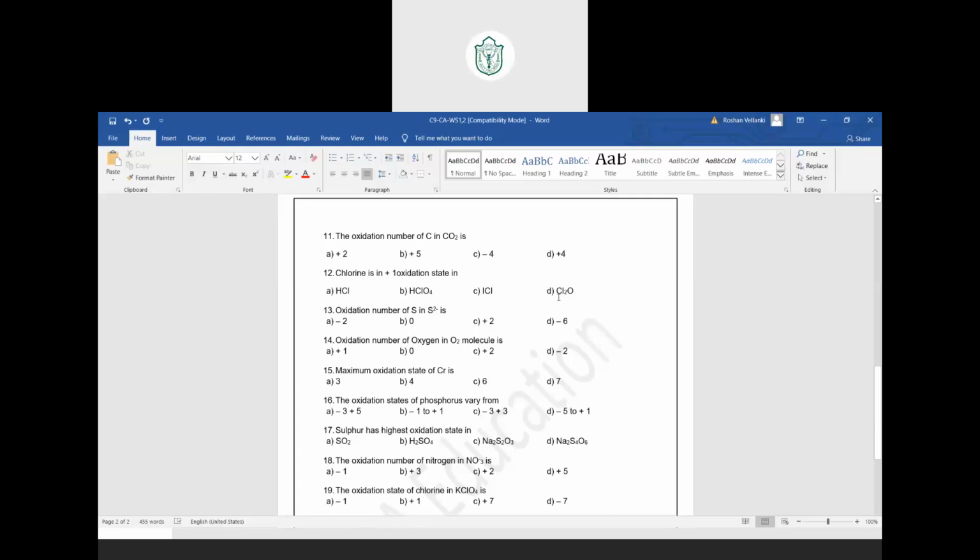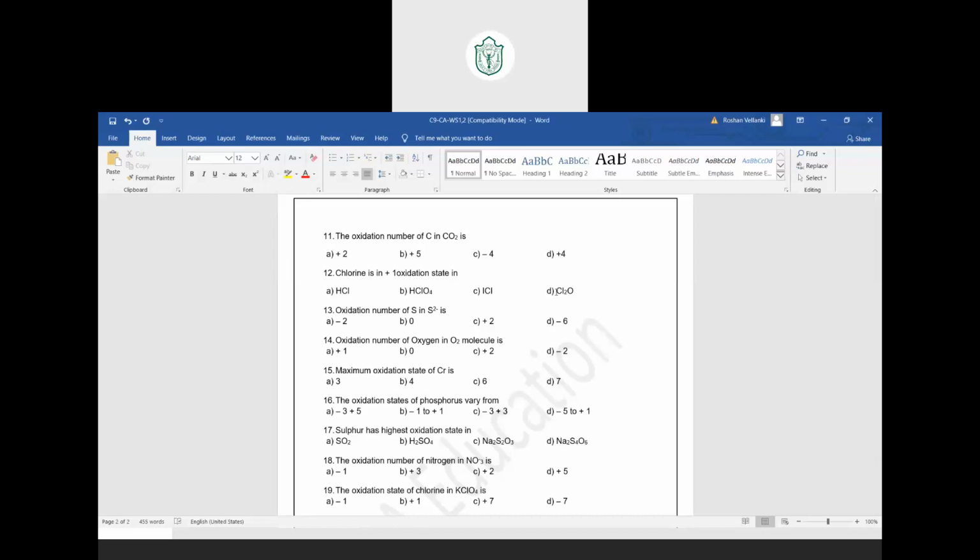Yeah, that is option D. Why? Because Cl2, right? I asked you to find it for chlorine, so 2x. When we compare chlorine and oxygen, which is more electronegative? Oxygen is more electronegative. It is around 3.4 and chlorine is only 3.1. So 2x minus 2 equals 0, 2x equals 2, x equals +1. So what is the correct answer for the 12th question? Option D. Very good.